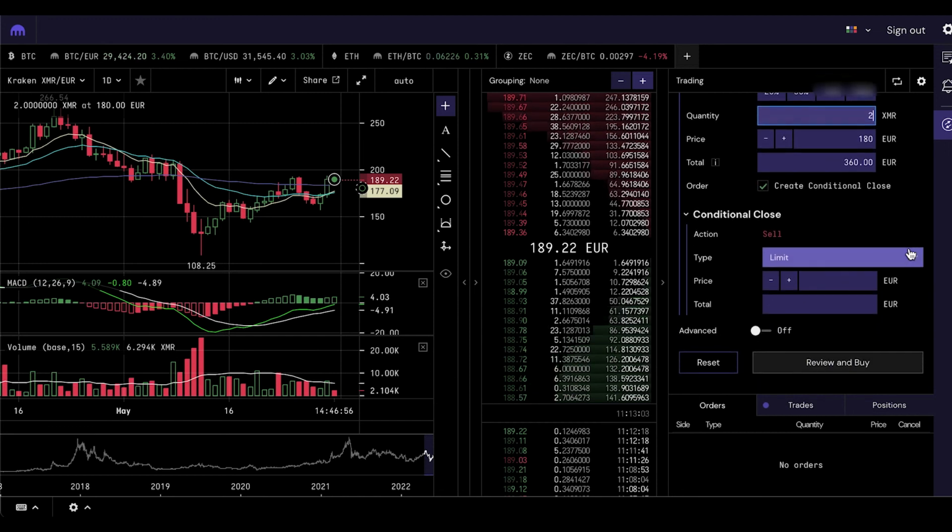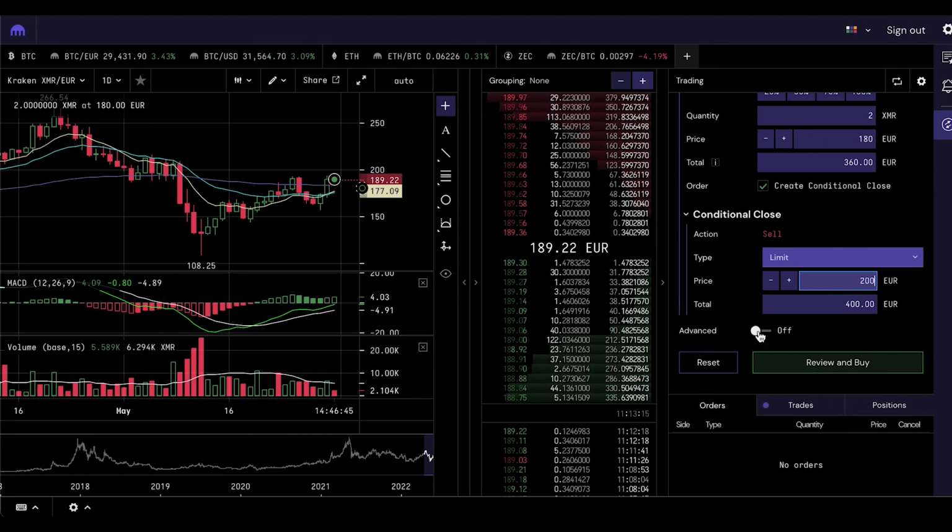The conditional close is like a secondary trade. So once Kraken has bought the 2 XMR at 180 euro for me, I can then ask Kraken to sell the 2 XMR at a higher price, so I can make a profit. So for example, I would like to ask Kraken to sell each coin for 200 euro. That means I would make a total of 400 euro and I would have made a profit of 40 euro, as it's calculating it here.